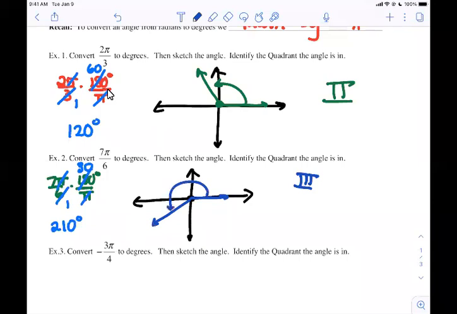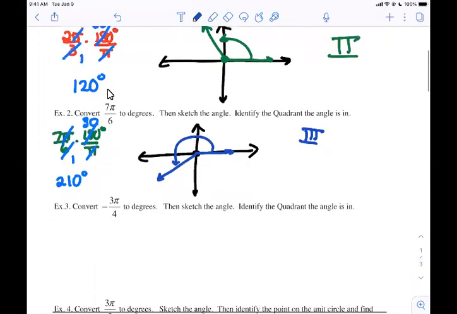Yeah, Sophia? Oh, okay. So do you see 6 goes into 180 30 times? So you take 7 times 30. 7 times 30 is 210. Okay?